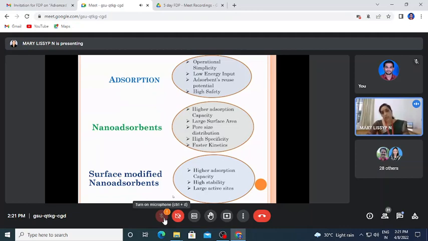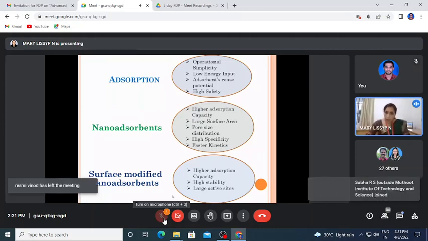You can see the adsorption capacity is higher, large surface area. So what happens when the surface area increases, the adsorptive site also increases, so the higher adsorption capacity takes place. So here, pore size distribution. So like that, more advantages are there in case of nano-adsorbents.